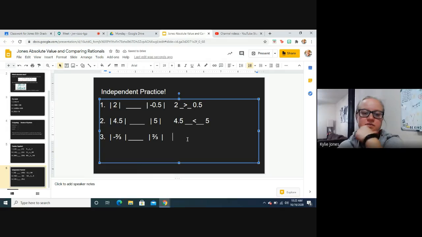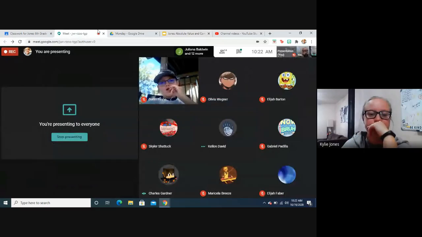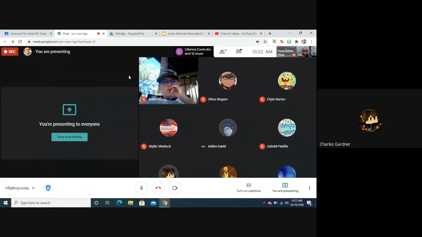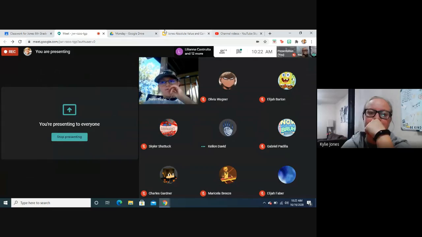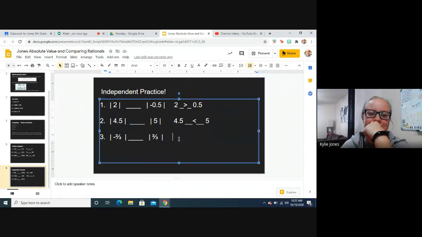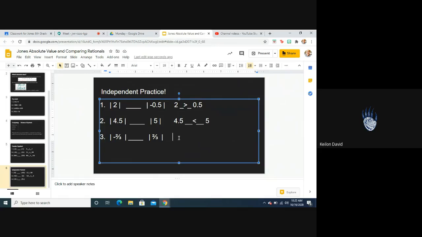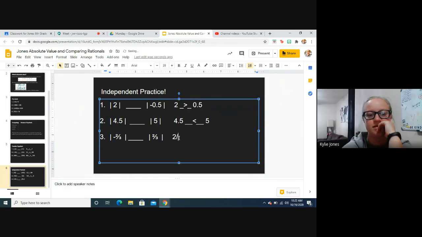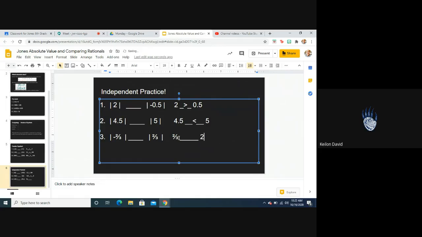All right, and then we've got one last problem here. We need to take the absolute value of this negative 2/3. The only part I don't like about this is that we have to rewrite it. Yes, you do have to rewrite it. Yeah, that's fine too. All right, what's the absolute value of negative 2/3? Positive 2/3. Good. And we need to take the absolute value of 2/3 again. It's positive.